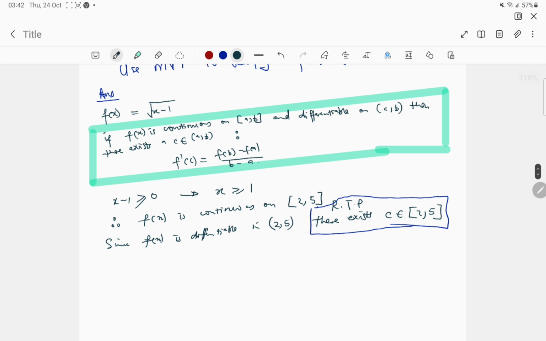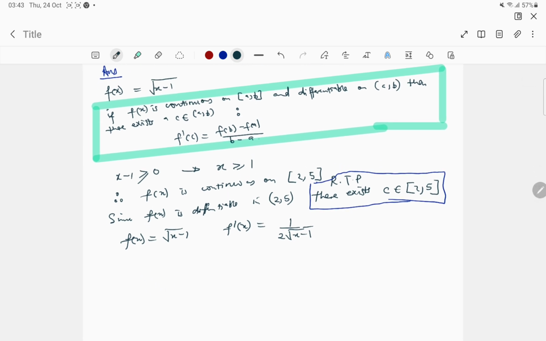So what we do now is we apply this. If we differentiate, our f of x is equal to root of x minus 1, and f prime of x would be equal to 1 over 2 root of x minus 1. You can verify that using the properties of differentiation.